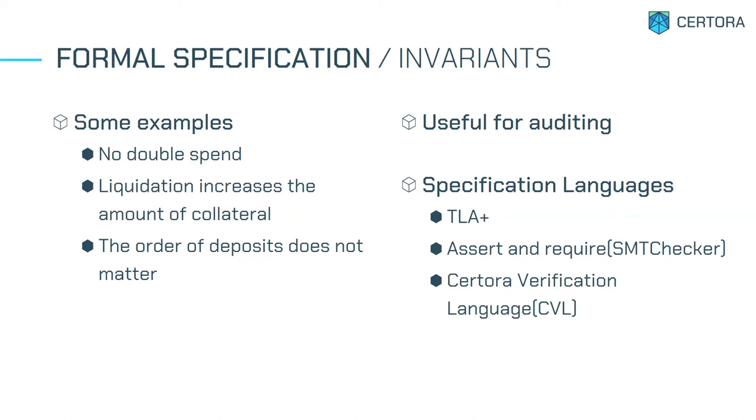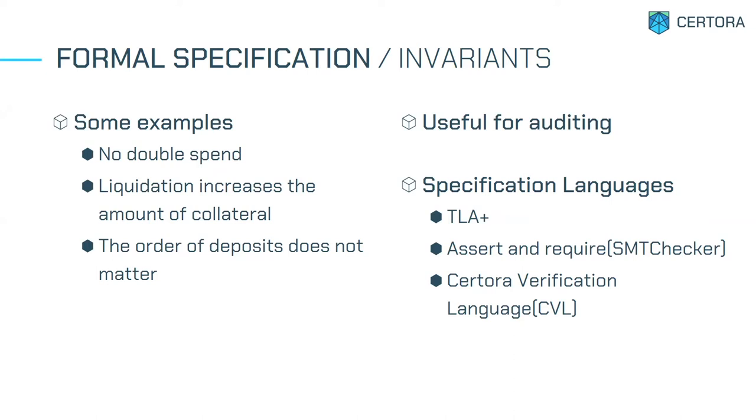And here are some examples. There's no double spend, there are properties of liquidation. If you do a deposit, it doesn't matter if I deposit X and then deposit Y, it's like depositing X plus Y. And there are languages for writing specifications. For example, Lamport has TLA+, which is a powerful language. The SMT checker has its own language. And we have the Certora Verification Language, called CVL, which is our own language for writing rules.